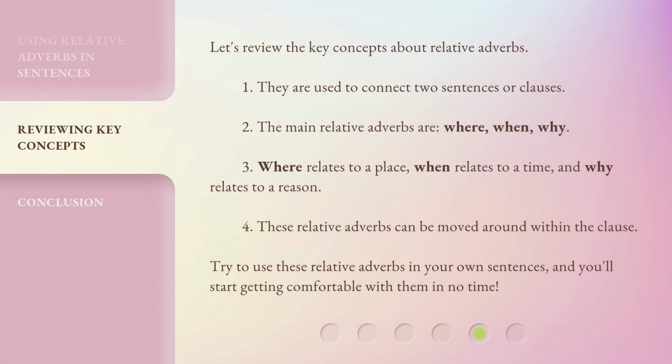Let's review the key concepts about relative adverbs. 1. They are used to connect two sentences or clauses. 2. The main relative adverbs are where, when, why. 3. Where relates to a place, when relates to a time, and why relates to a reason. 4. These relative adverbs can be moved around within the clause. Try to use these relative adverbs in your own sentences, and you'll start getting comfortable with them in no time.